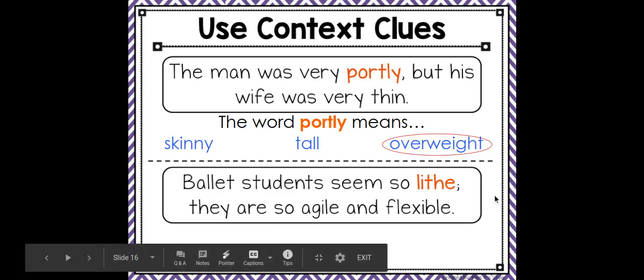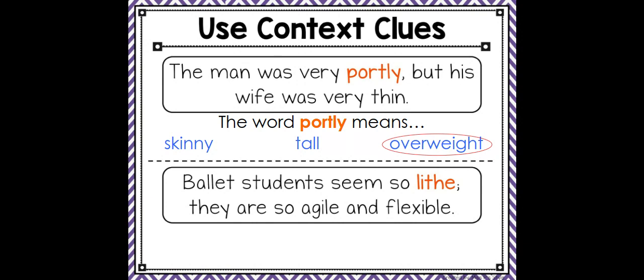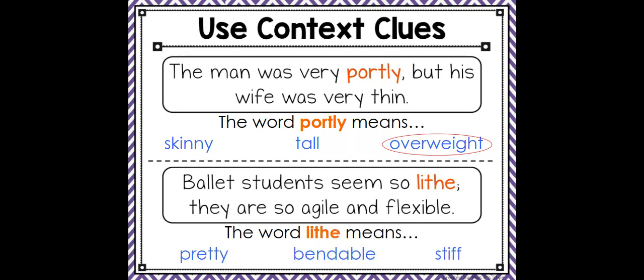Let's take a look at this second sentence. Ballet students seem so lithe. They are so agile and flexible. The word lithe means pretty, bendable, or stiff. What do you think the best answer is?